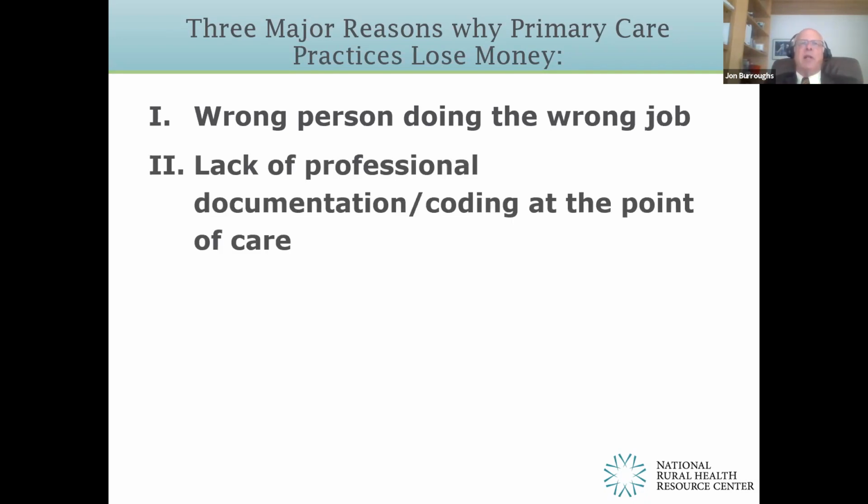Number 2, lack of professional documentation. With due respect to doctors and nurses, because I'm a doctor, doctors and nurses do a terrible job at clinical documentation. Why? We don't like doing clinical documentation. It's not why we went to medical and nursing school. We do a terrible job. And so organizations lose money with every single patient.